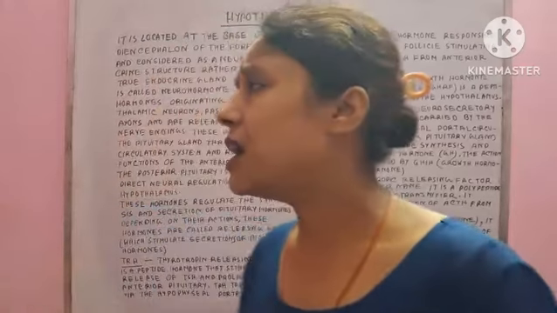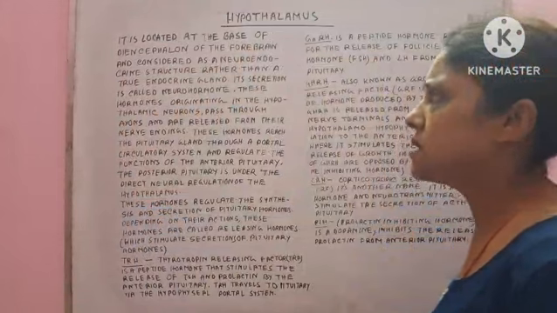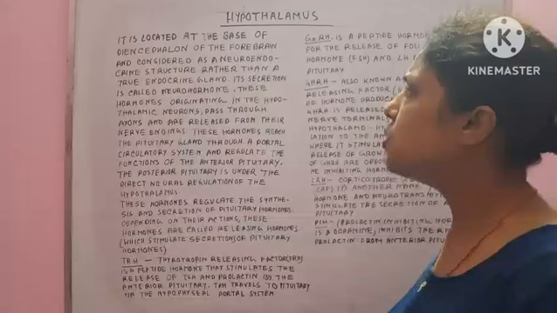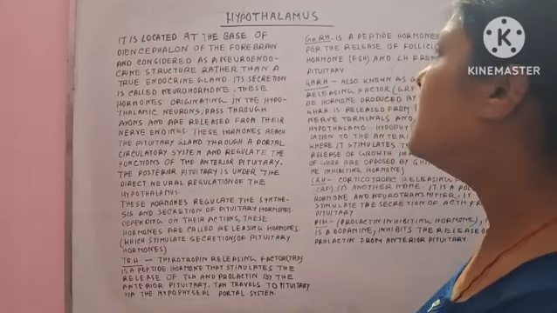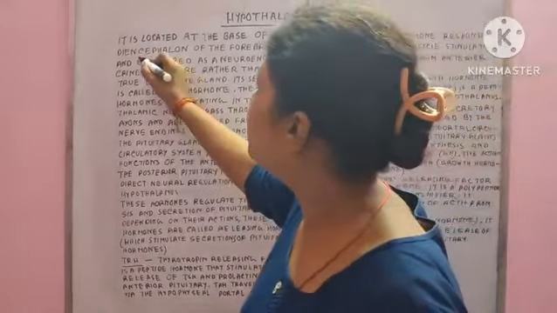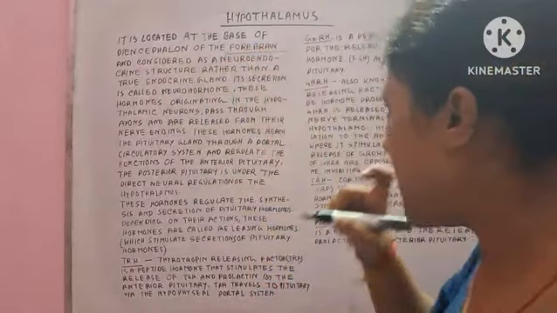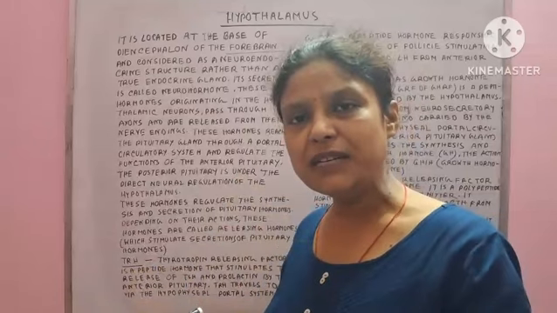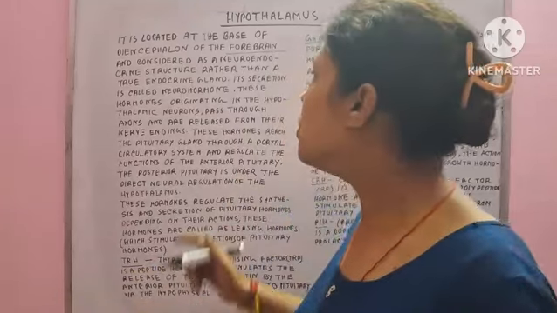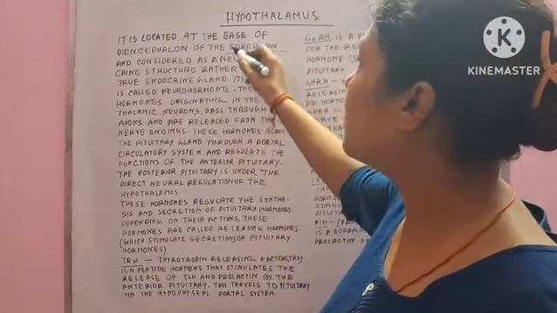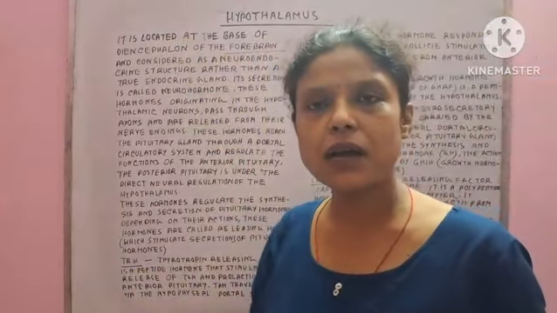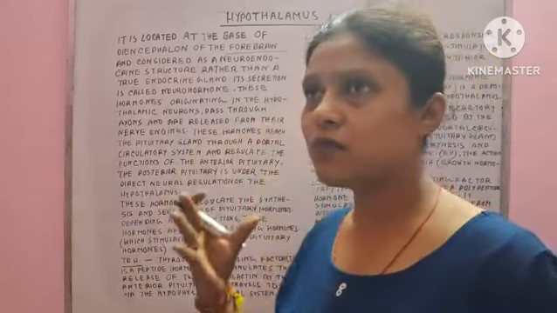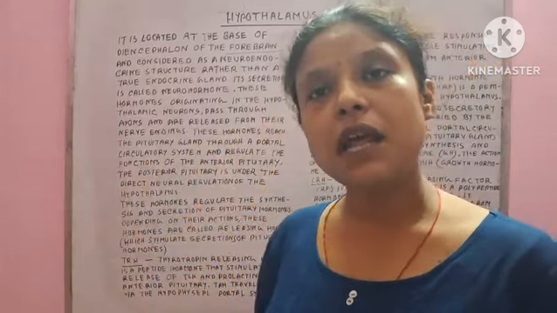What we have to learn today is the hypothalamus. First, where is it located? It is located at the base of the diencephalon of the forebrain. Clear? Generally three parts of the brain are there: the forebrain, the midbrain and the hindbrain. The diencephalon is part of the forebrain, and when I explain the brain, I will then explain the structure of the forebrain and diencephalon.